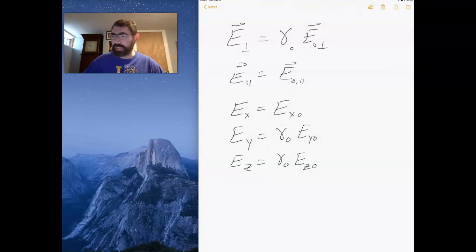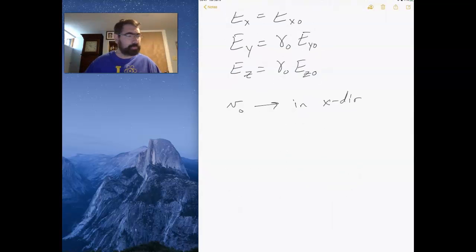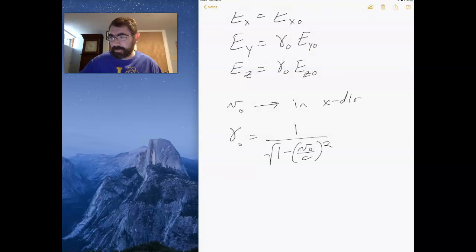So again, what I'm saying is that v0, I'm arbitrarily defining to be in the x direction. Okay, so our y component and z component get modified by special relativity because they are the perpendicular components to the velocity. And just to remind everybody what the gamma factor is, like that.